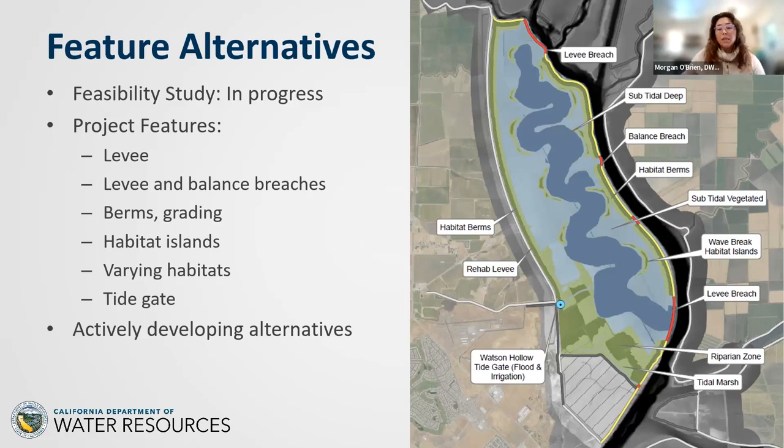There are features within the proposed project which will need to be replaced, including a tide gate along the levee alignment, which allows for drainage of the Watson Hollow Slough, as well as provides irrigation water to landowners behind the RD 536 levee. The project team is currently looking at all of the options as a part of the feasibility study, and that information will feed the CEQA analysis and other design efforts to support CEQA. With that, I will hand it back over to Lori. Next slide, please.